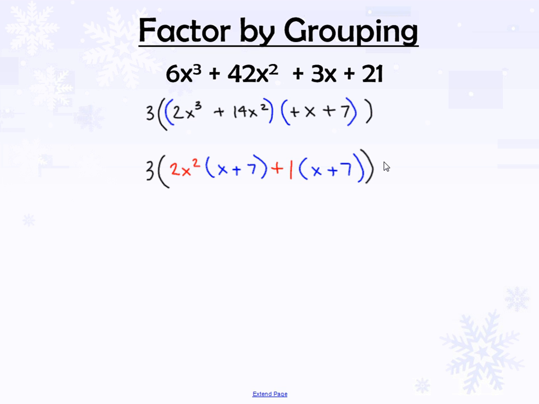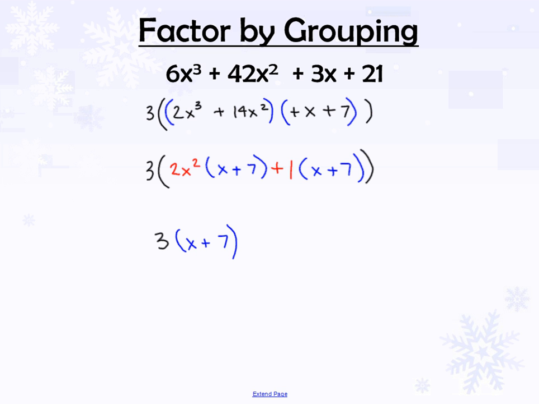So now I've got my 3 that I originally started with. That was the first thing I factored out at the beginning of the problem. That doesn't just go away. Each of these has an x plus 7, so that's one of my factors, x plus 7.